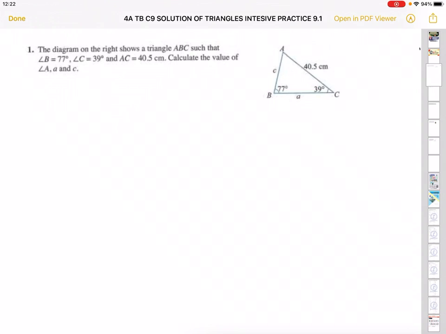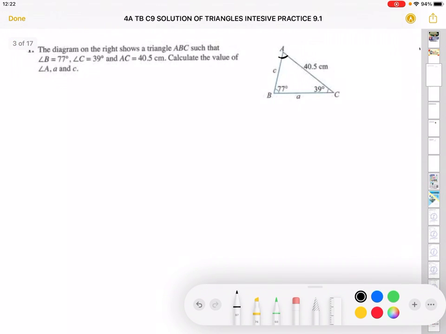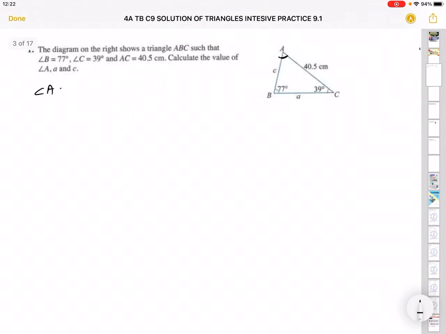So the first part is very simple. To find angle A here, we can just use the total interior angle for triangles, 180. So I'll take 180 minus 77 minus 39, and I'll get 64.